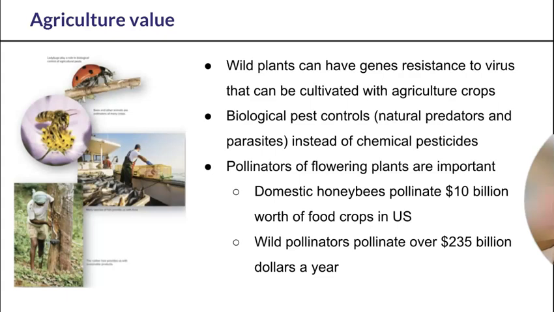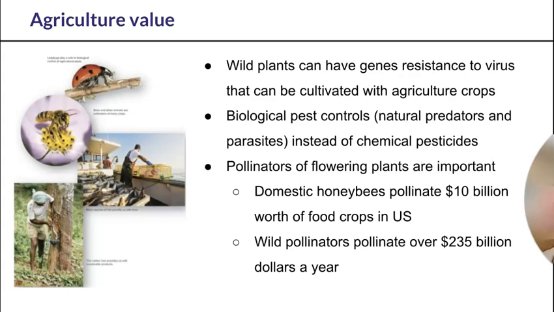Additionally, different insects can act as biological pest control. So rather than using chemical pesticides, what if we use biological pest control? To get rid of aphids, rather than spraying with a pesticide, maybe you bring in ladybugs, which consume the aphids that are getting at your crops and destroying them. So this is an example of biological pest control.